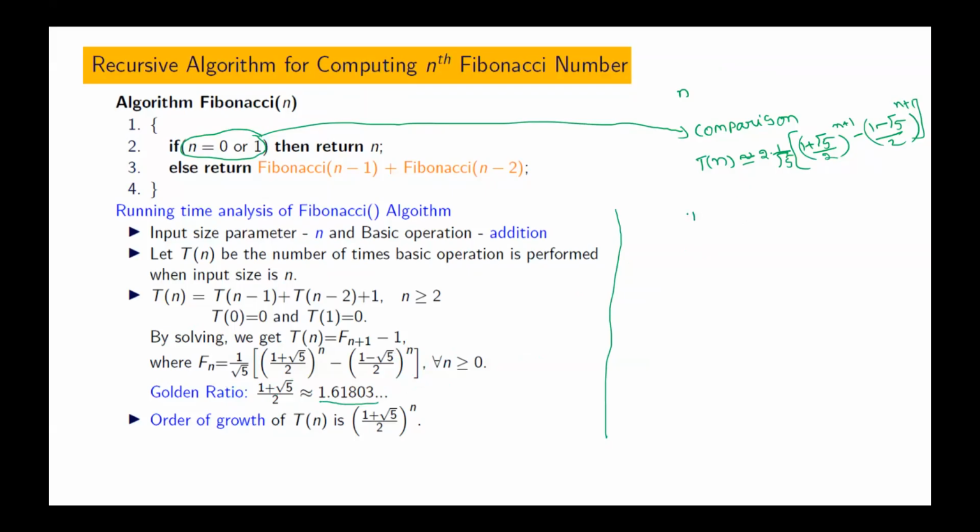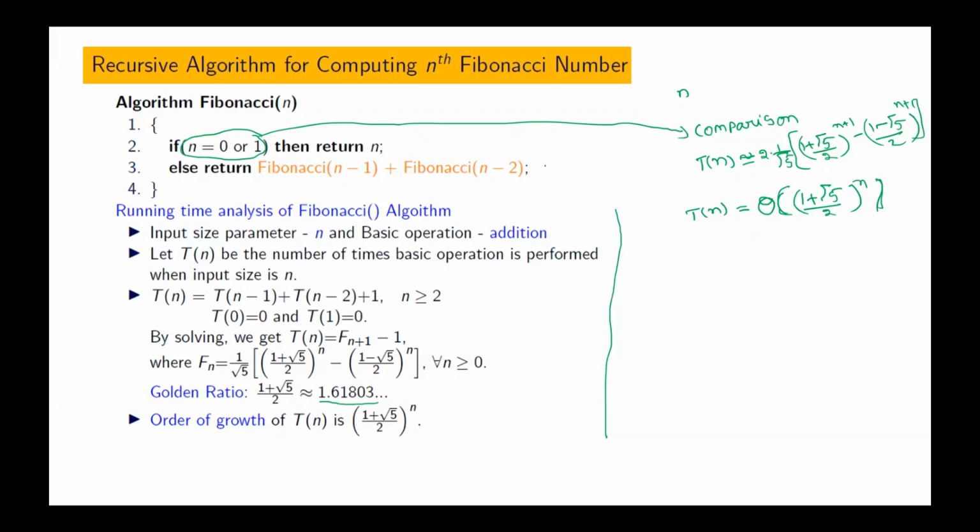So now what is T of n's order of growth? T of n can be written as theta of (1 plus root 5 by 2) whole power n. Is this correct? This is the order of growth. Now the running time of this algorithm: only one line, but the analysis is lengthy. That means this way of finding the nth Fibonacci number takes exponential time. Yes, sir, it's exponential.